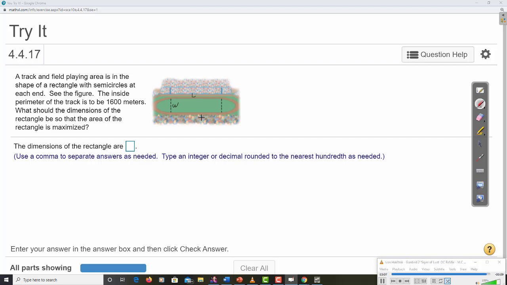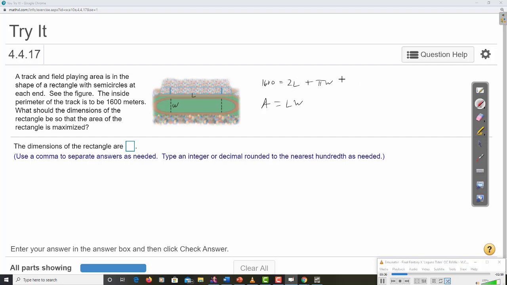So we know the distance around the entire outer edge is 2 lengths. So 1,600 is 2 lengths plus these curved parts. Well, that would be the distance around an entire circle because we got both halves. The distance around a circle is the circumference, which if we have the diameter like we do here, W would be the diameter of the circle. That is just pi W. And then we know the area of the rectangle, which is what we're trying to maximize, is length times width.